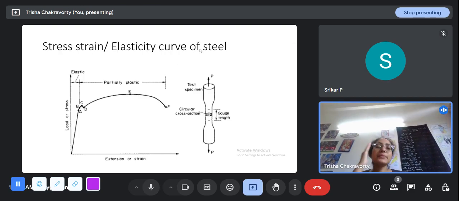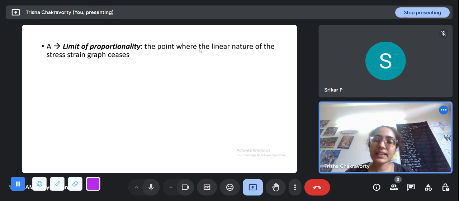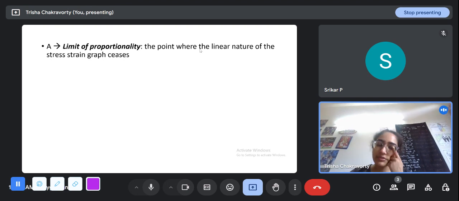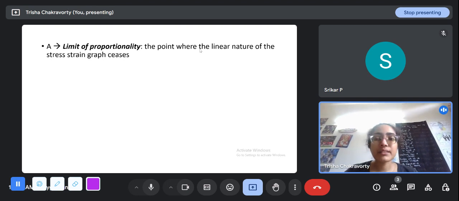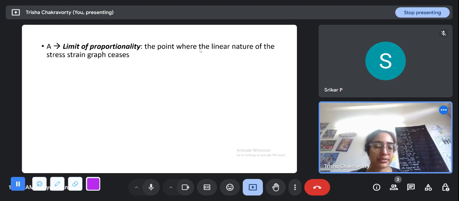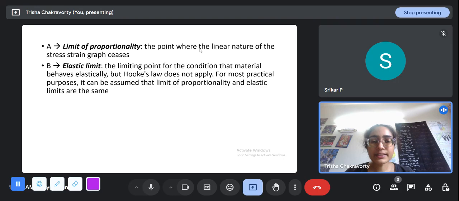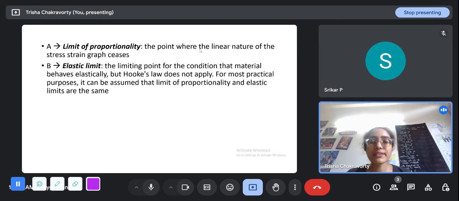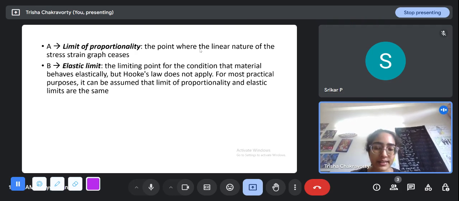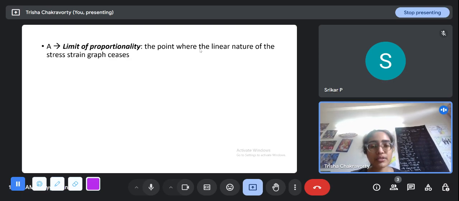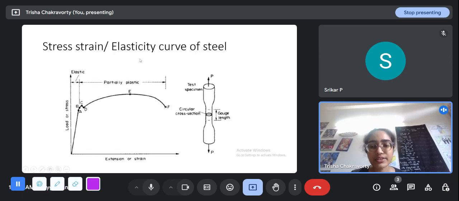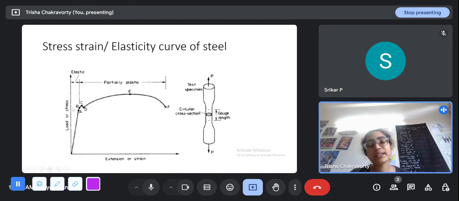This is the elasticity curve for steel. A is the limit of proportionality, a point up to which the stress strain curve is linear, or up to which Hooke's law is valid, that is, stress is proportional to strain. B is the elastic limit, the limiting point for the condition that the material behaves elastically, but Hooke's law does not apply. For most practical purposes, it can be assumed that the limit of proportionality and the elastic limit are the same. The AB part is non-linear, but it is a very small region. So even if we assume A and B are the same point, it doesn't matter.